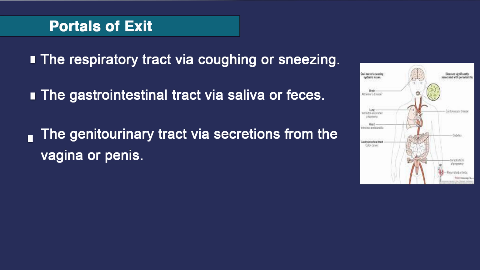Now, the last step of the mechanism of pathogenicity is the portal of exit, where microbes leave the body and spread through the population. A syringe provides a portal of exit of microbes in the blood. Three common portals of exit are the respiratory tract via coughing or sneezing, the gastrointestinal tract via saliva or feces, and the genital or urinary tract via secretions from the vagina or penis.